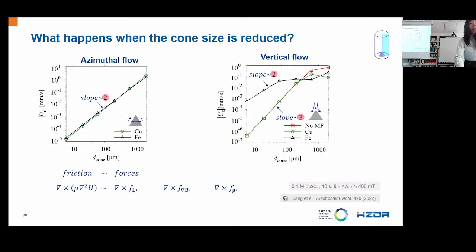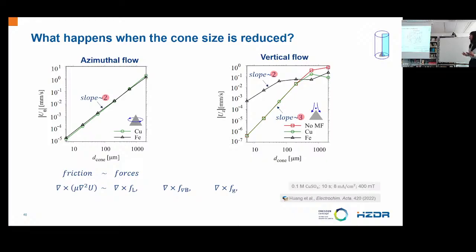And the next step is to see how this effect changes when the cone size shrinks. On the left side, you'll see the characteristic azimuthal flow velocity as a function of the cone size in a logarithmic plot. So for both copper and iron, it follows a uniform slope equal to 2. And on the right side, the vertical flow is more complicated.